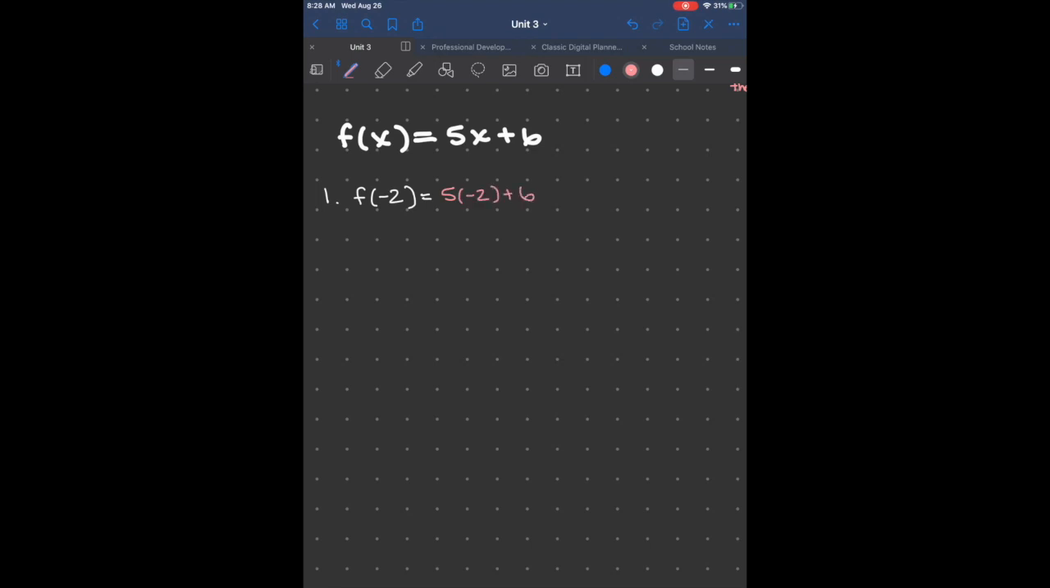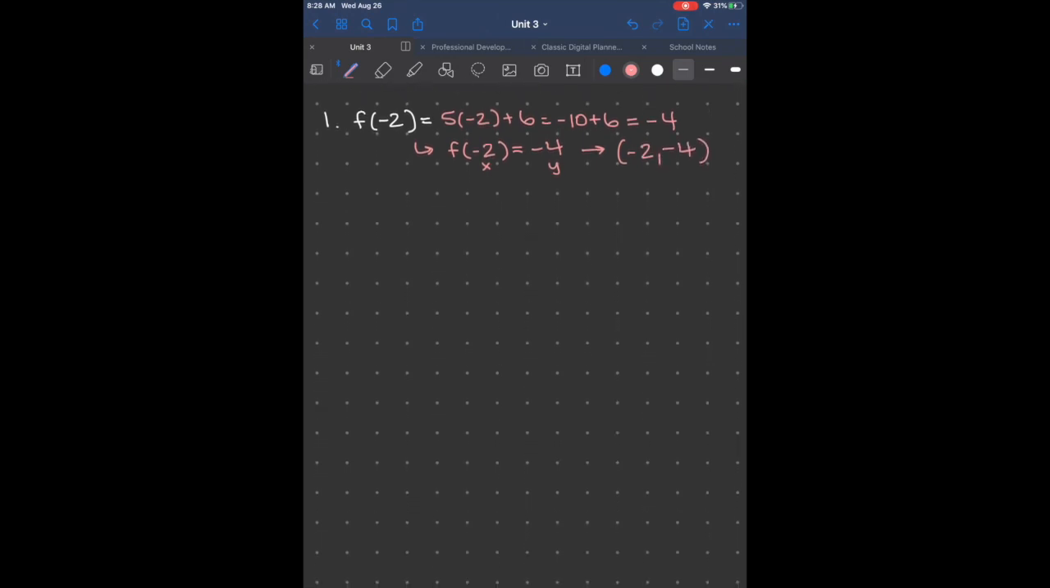So let's say we plug in -2. So it goes inside the parentheses, and then it goes in the x spot. So that becomes 5 times -2 plus 6, which is -10 plus 6, which is -4. So the -2 is the x, and the -4 is the y, and we can write it as the coordinate -2, -4.